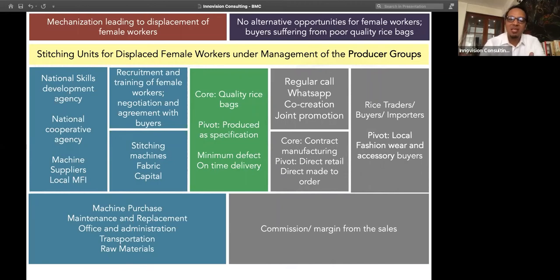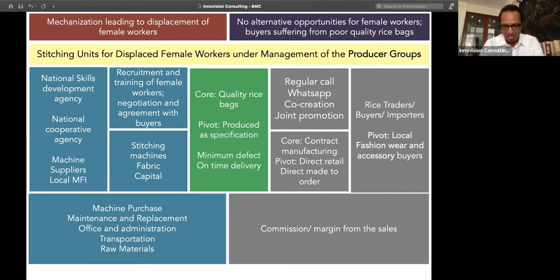But then there are some key activities that will translate the resources to the products. So you will need to recruit and train the female workers. You will need to identify the buyers. You will need to negotiate with them. But the producer groups will have to have agreements with the buyers. They will have to follow up on that. They'll have to replace machines. So all of these are part of the key activities.